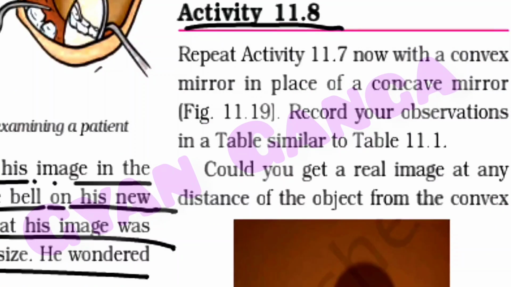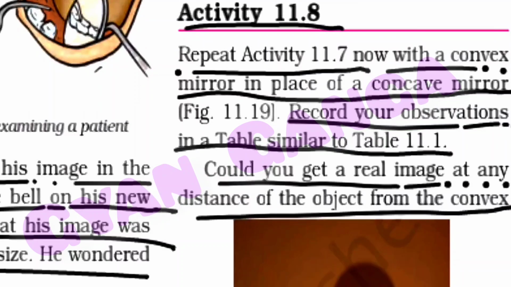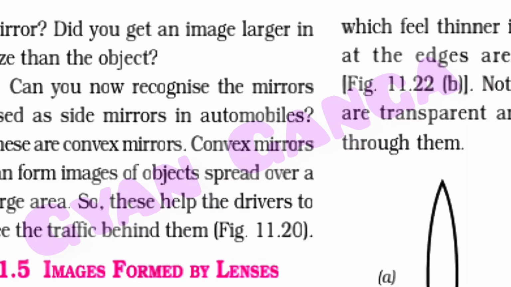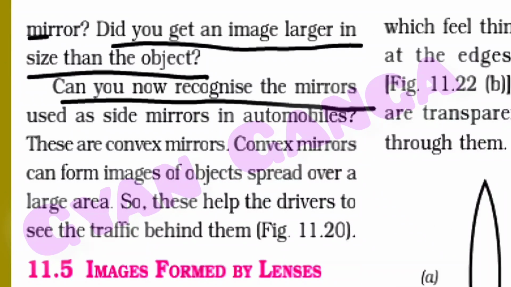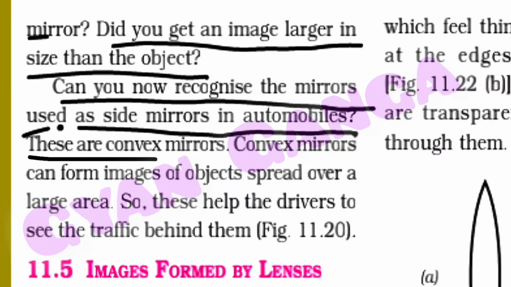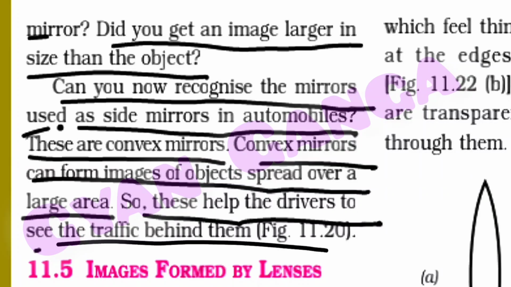Activity 11.8. Repeat Activity 11.7, now with a convex mirror in place of the concave mirror. Record your observations in a table similar to the earlier table. Could you get a real image at any distance of the object from the convex mirror? Did you get an image larger than the object? Can you now recognize the mirror as the side mirror in automobiles? These are convex mirrors. A convex mirror can form the image of objects spread over a large area, so it helps drivers to see the traffic behind them.